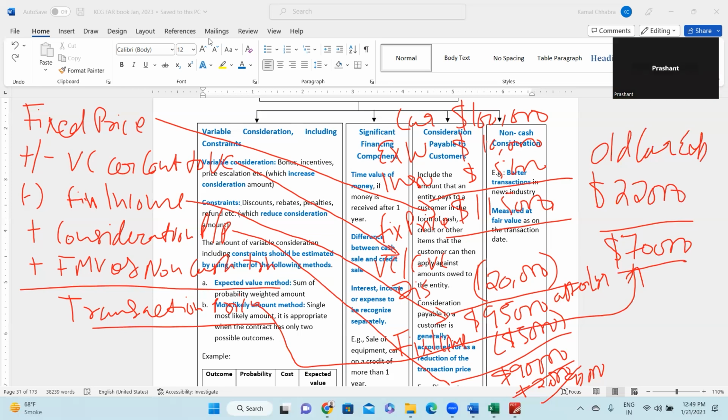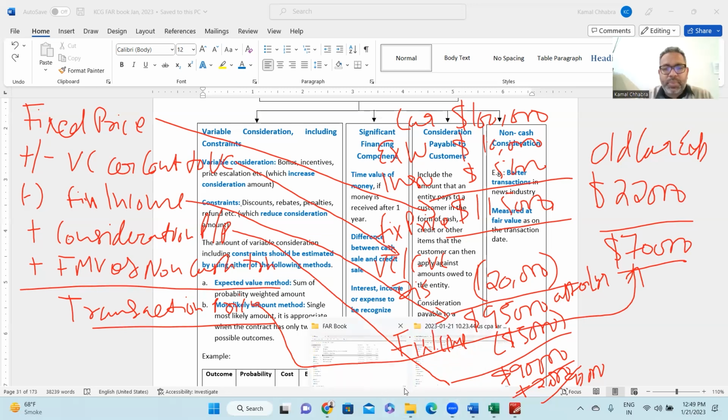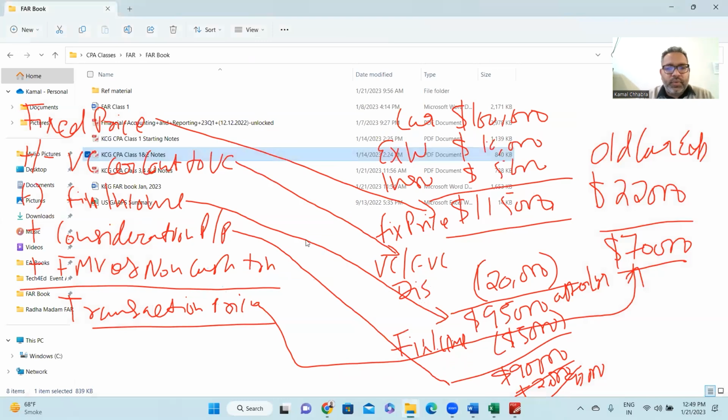Sir, once more, please explain the financing part. One second, let me draw it in an Excel sheet more clearly. And sir, the discounted part, where will that go? Let's do an example on an Excel sheet so that it will be easy for everyone. Let me rub this.